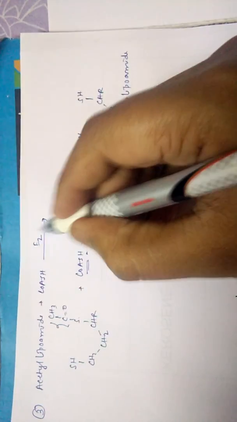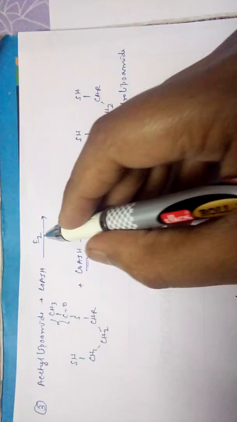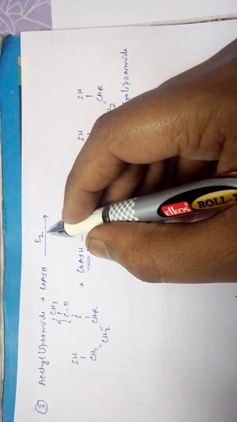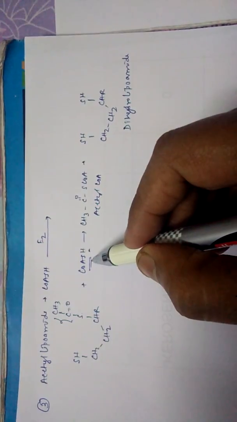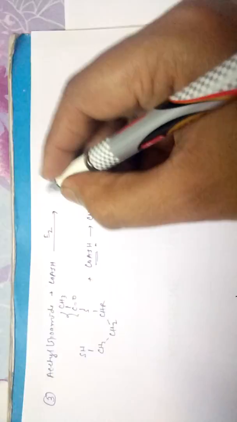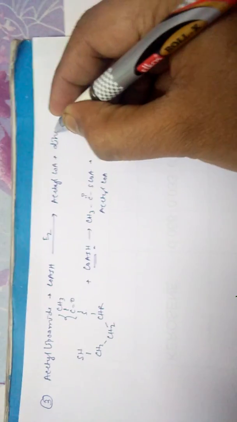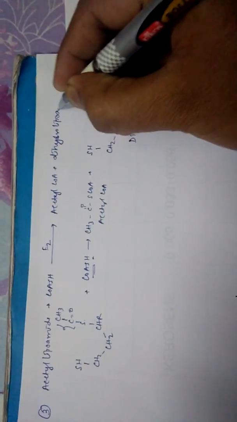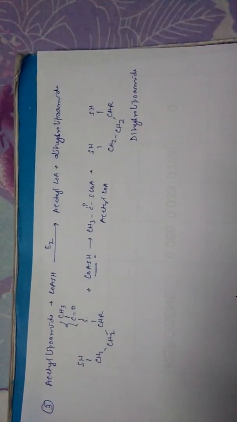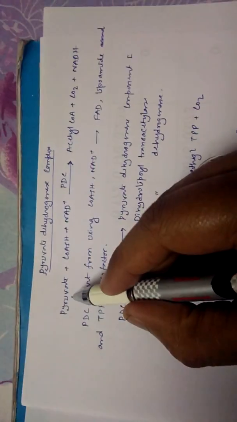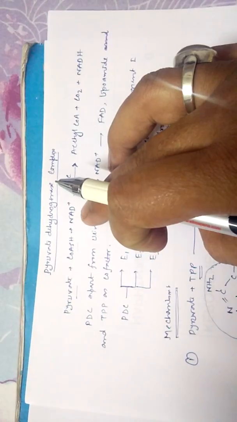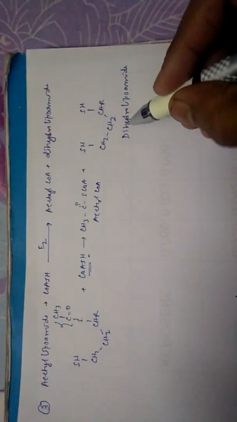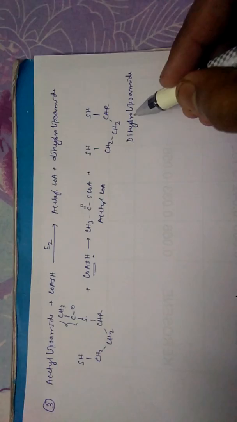This reaction is catalyzed by the E2 enzyme. E2 is known as dihydrolipoyl transacetylase. So here the acetyl group will be transferred to coenzyme A to produce acetyl CoA. So the product is acetyl CoA plus dihydrolipoamide. In the first reaction, what you can see, we have already used the pyruvate and coenzyme A, but we never use NAD+. So we should use NAD+ here. Why? Because we need to convert this dihydrolipoamide to lipoamide back again.